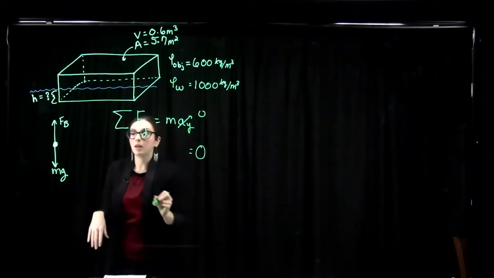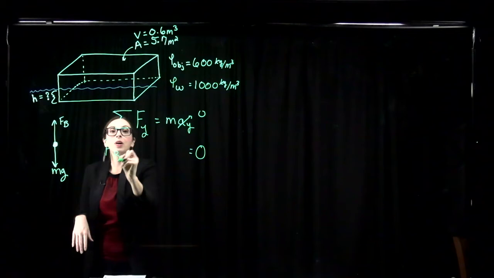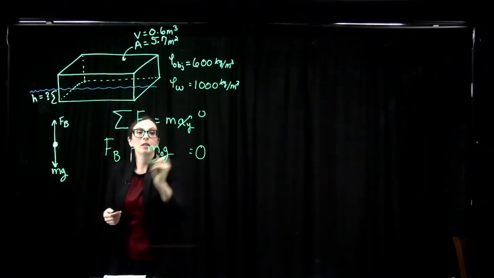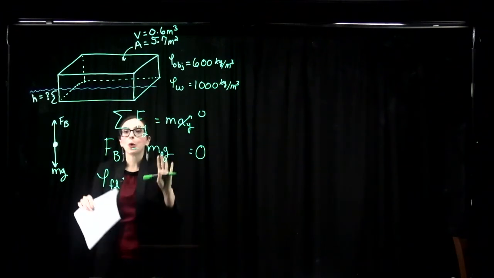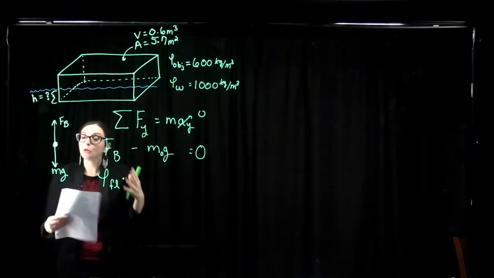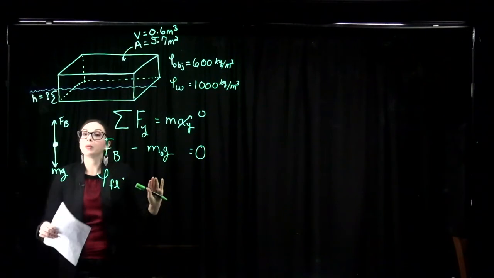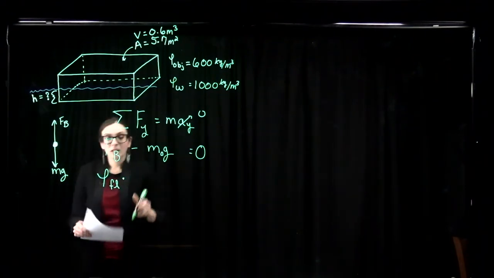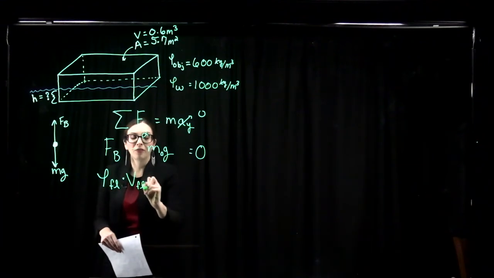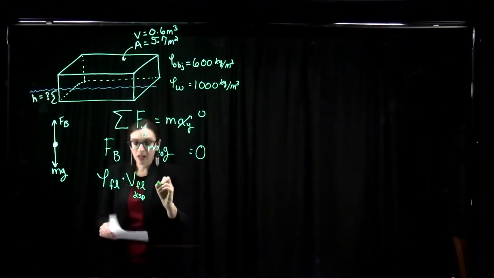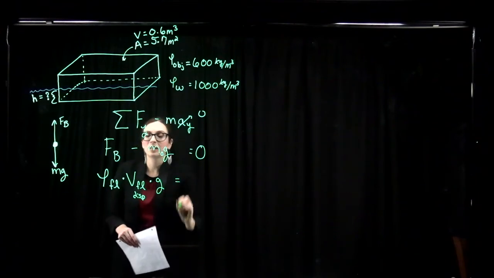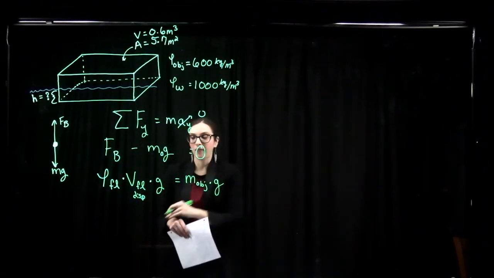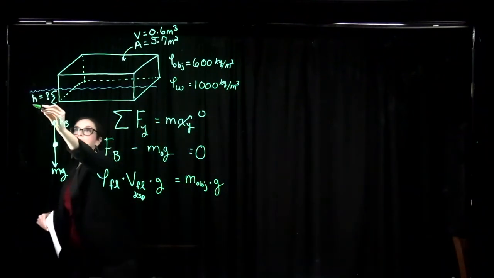So 0 is going to equal our buoyant force upward minus the weight of our object downward. Maybe I'll put a little o there for the mass of our object. Remember that the buoyant force is equal to the weight of the fluid that is being displaced by the object, but we can also write it as the density of our fluid times the volume of fluid displaced times gravity, and then that has to equal the mass of our object times gravity. Eventually we have to get this h here.